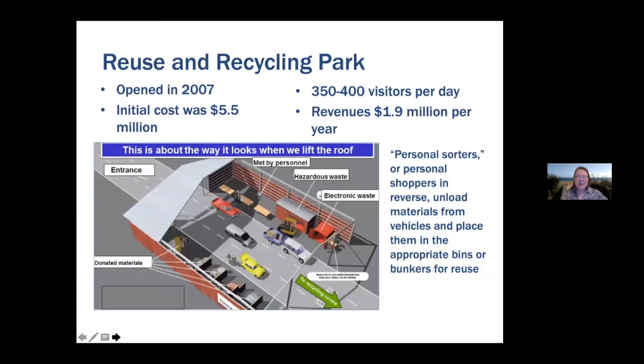So the Reuse and Recycling Park opened in 2007 at an initial cost of 5.5 million, and it gets 350 to 400 visitors per day. And this is an overview of their personal sorters, or personal shoppers in reverse. Folks drive in with their materials, and then staff help them unload the materials and put the recyclable or reusable materials in the proper place. And then people can park and then stay a while.